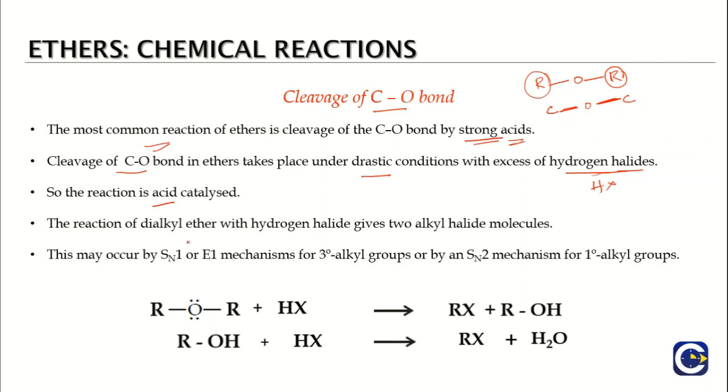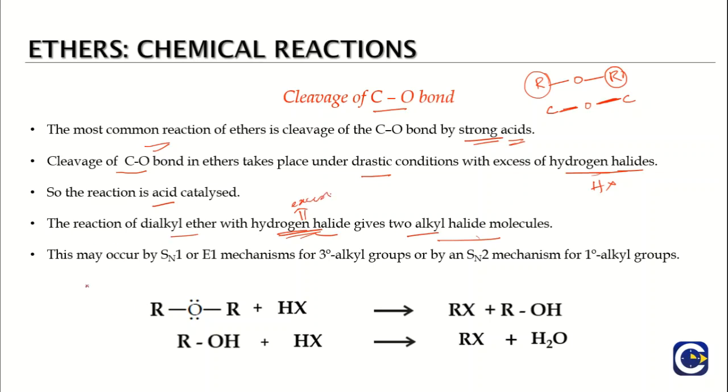The reaction of a dialkyl ether with a hydrogen halide gives two alkyl halide molecules. If we have the dialkyl ether and we take the hydrogen halide, and we actually have to take this hydrogen halide in excess, then we can obtain two alkyl halide molecules.